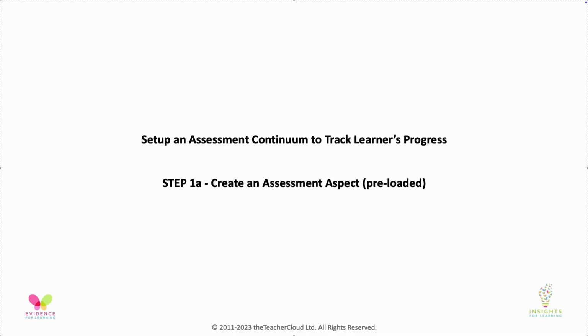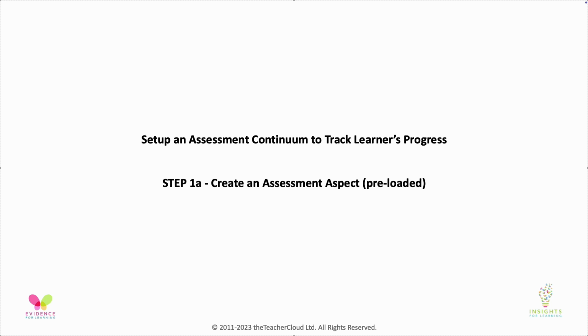To set up an assessment continuum to track learners' progress, there are two steps. Step 1, there are two options. You can create an assessment aspect using a preloaded option, and you can edit it to suit your needs. Or within step 1, you can create an assessment aspect from scratch.